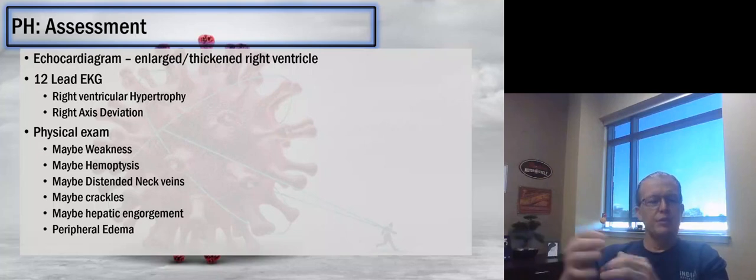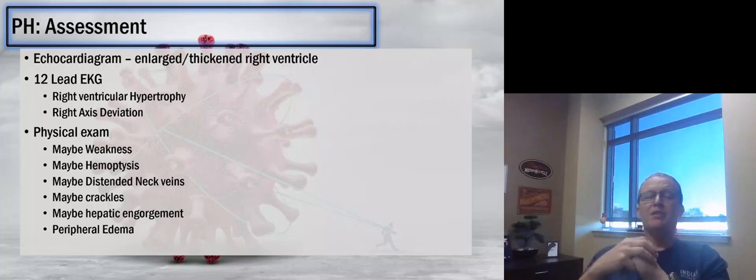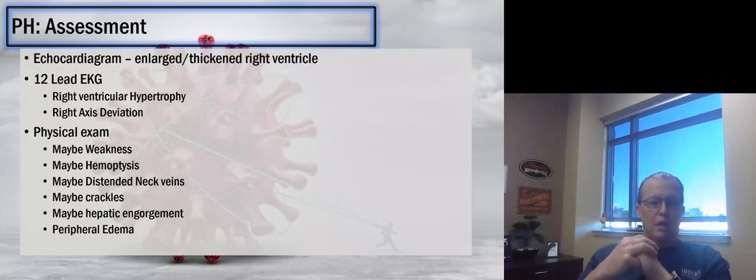So in more severe cases, you'll see hemoptysis. You may see hemoptysis in someone with pulmonary hypertension because they're having a pulmonary embolus. Remember, that can be a symptom of pulmonary embolus. So you can see how these symptoms can begin to interweave and overlap.